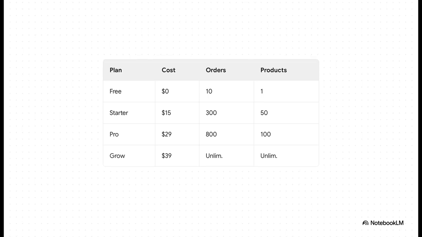The free plan is absolutely perfect for testing the waters, giving you up to 10 orders a month for a single product. As your store gains traction, the starter plan at $15 a month bumps you up to 300 orders and 50 products. The Pro plan at $29 handles 800 orders and 100 products. And if you are moving serious volume, that $39 Grow plan gives you unlimited orders and unlimited products. Oh, and a massive bonus here, there are absolutely zero transaction fees per order across all of these plans. That is huge for protecting your profit margins.